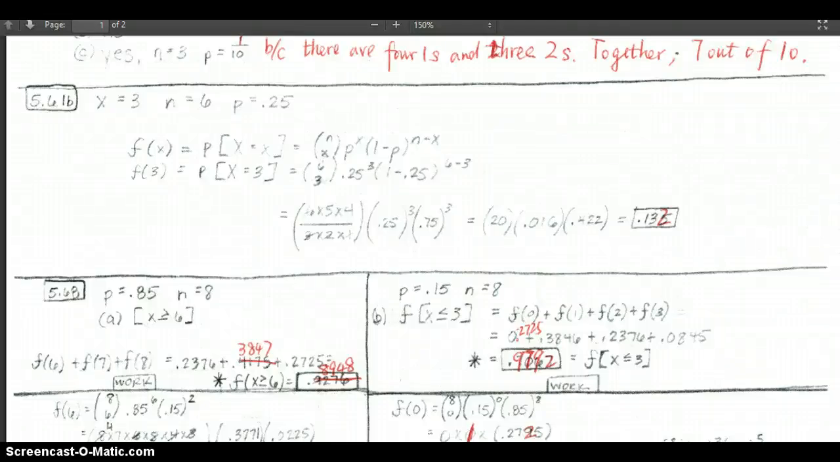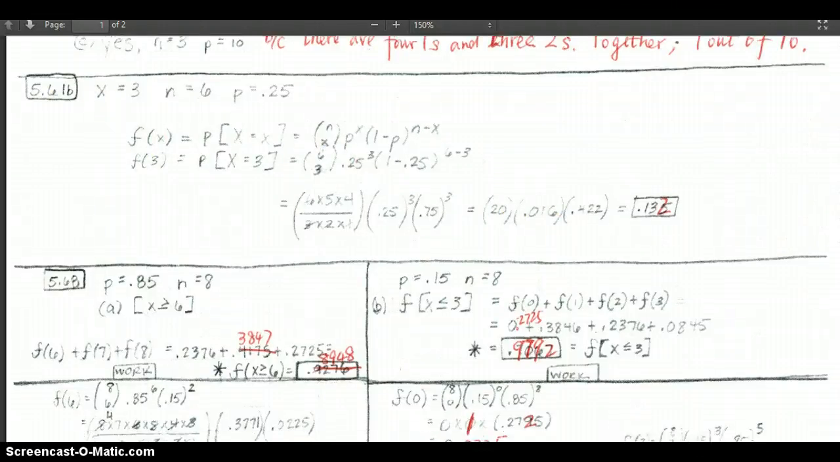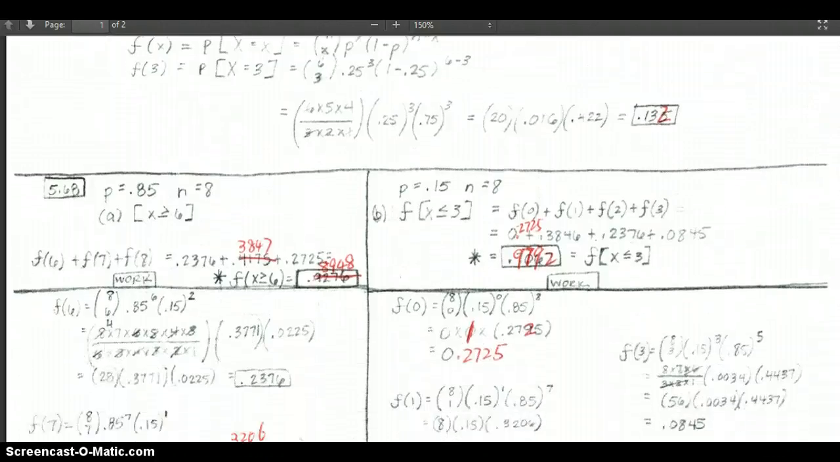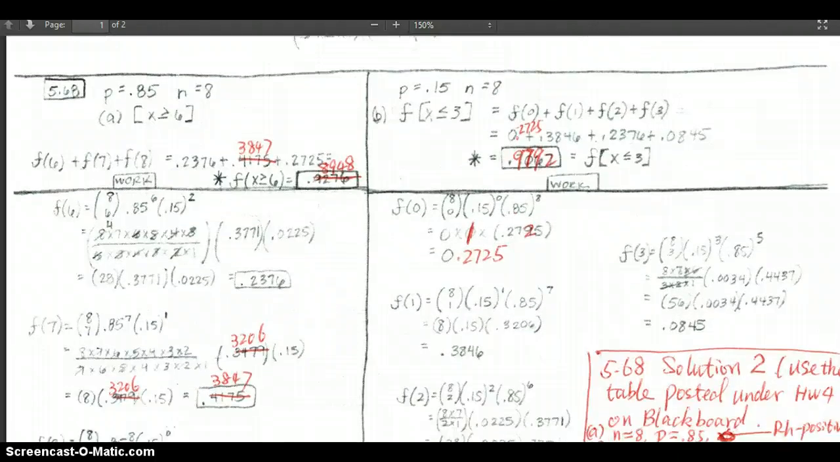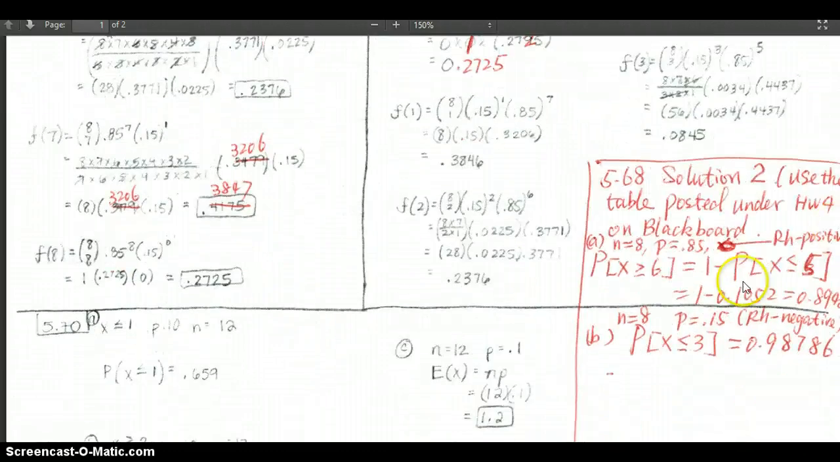So in the last video, we talked about 5.68 part A. Now we look at part B using the table to find the solution. So just pay attention to the problem, because this time we're looking for at most 3 RH negative.